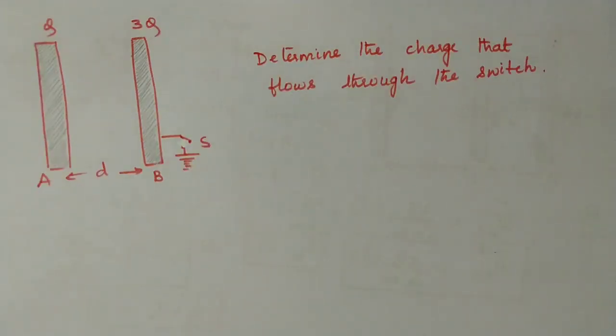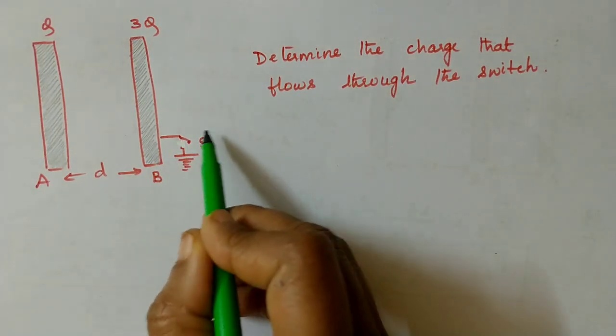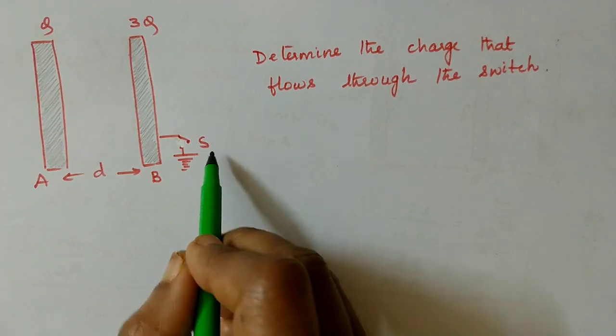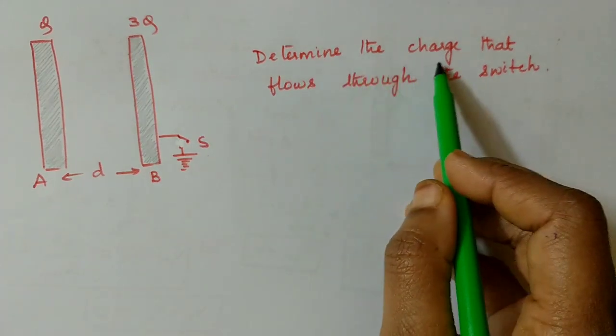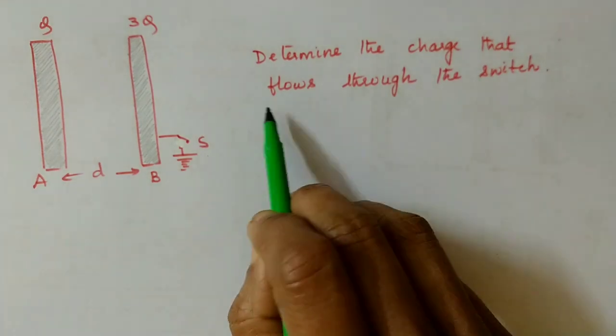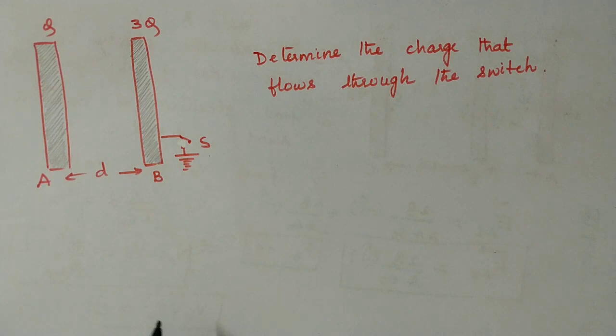Okay, in all the previous questions we have seen the metal plates, but none of them was connected to earthing. Now let's see how to solve the questions. If there is a plate which is connected to earth, say here I am connecting B to earth through a switch. Now here the question is, determine the charge that flows through the switch. For solving this type of questions, follow this sequence of steps.